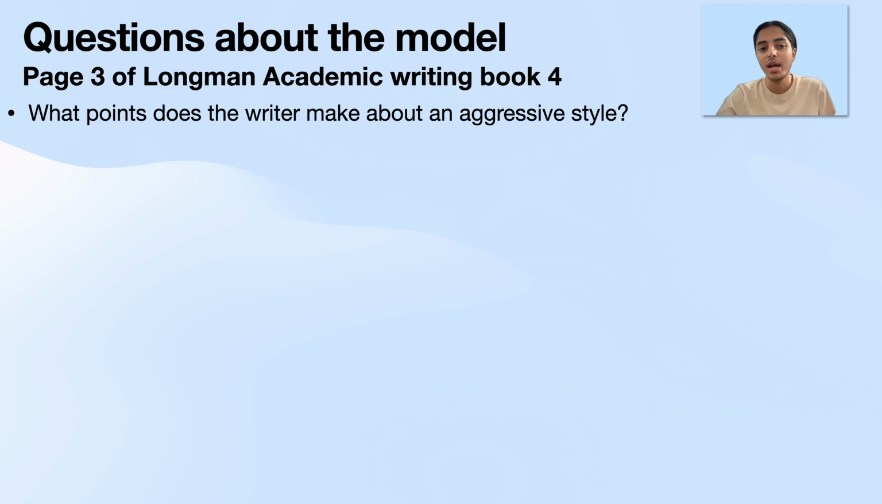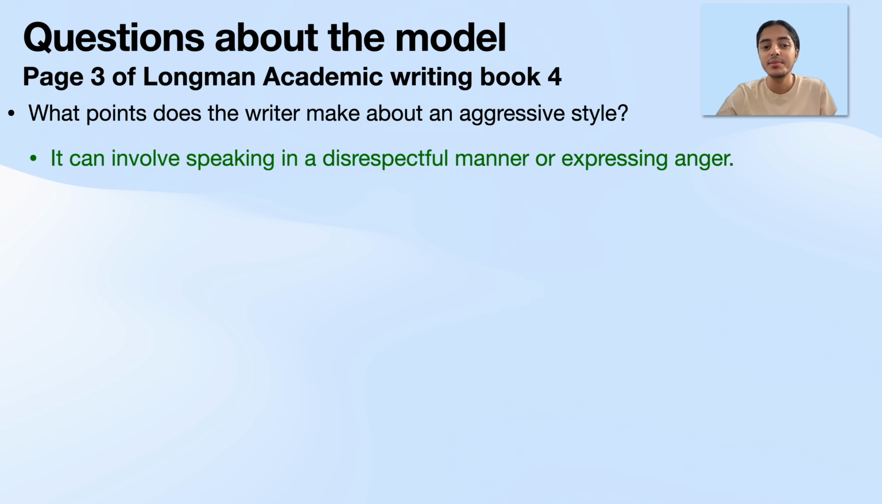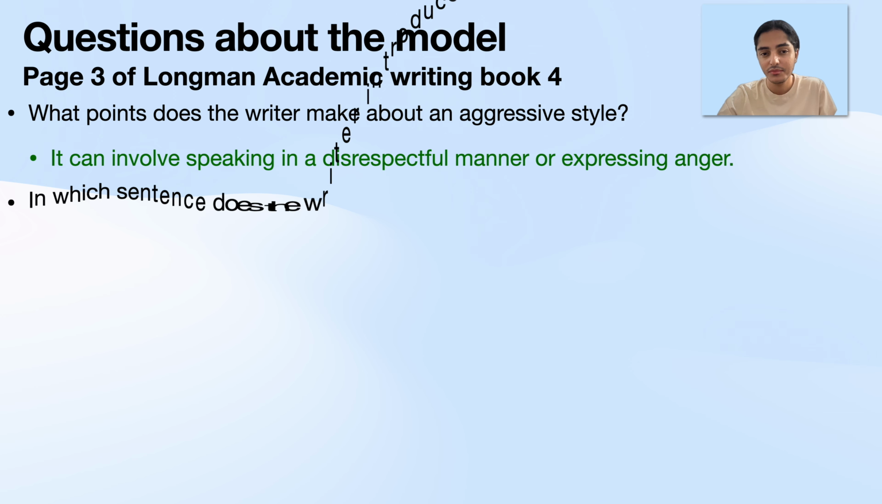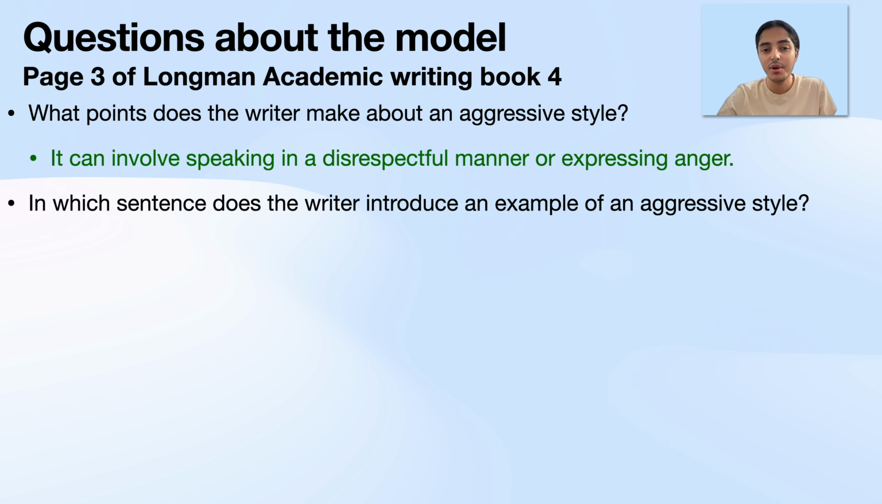What points does the writer make about an aggressive style? It can involve speaking in a disrespectful manner or expressing anger. In which sentence does the writer introduce an example of an aggressive style? It tries to help you by using questions to lead you to how a paragraph must be constructed. We will explicitly talk about it later.